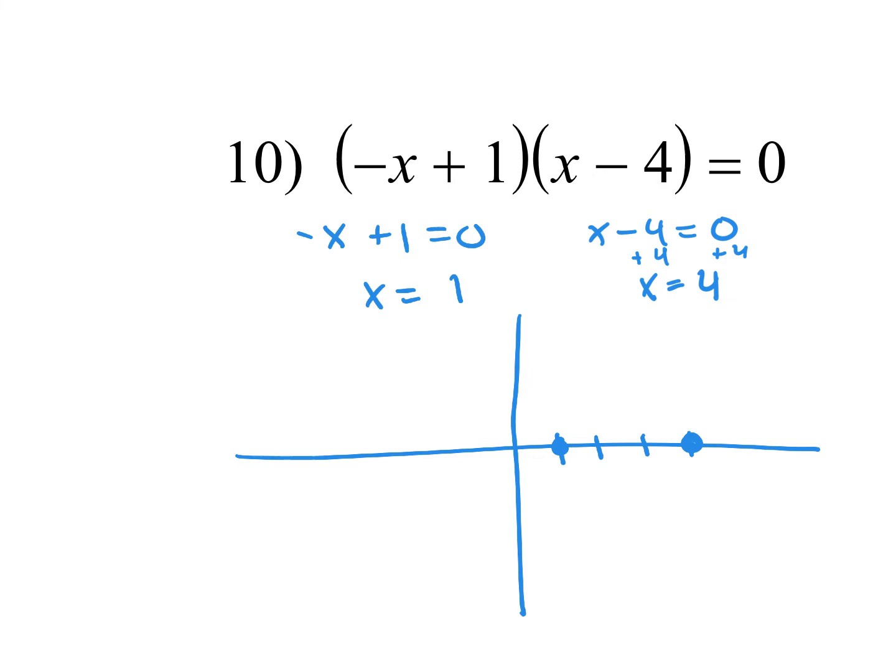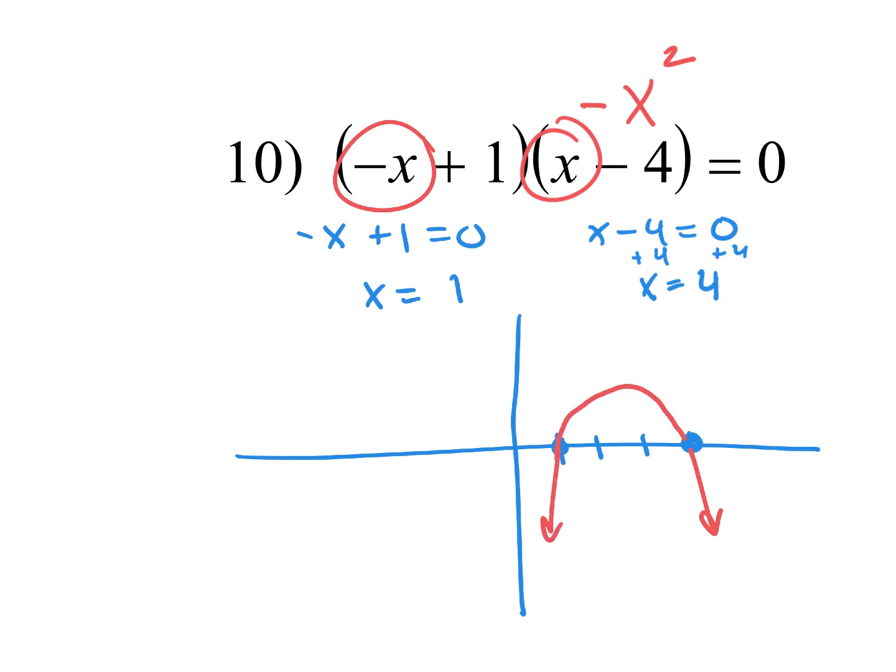Next is my end behavior. So I have 2 x's here. It's x squared. Do any of those x's have a negative in front? Yes. How many? 1. So it's a negative x squared graph. So if it's negative, what does my right arrow do? Down. If it's squared, is it even or odd? So do they go in the same direction or opposite? Same. So if the right one goes down, the left one goes down too, and then we go through both of the points like that.